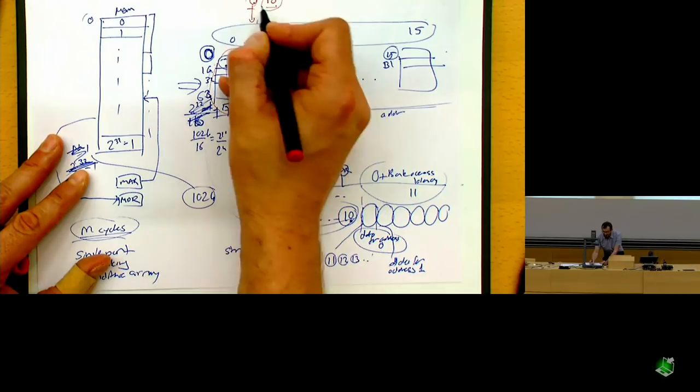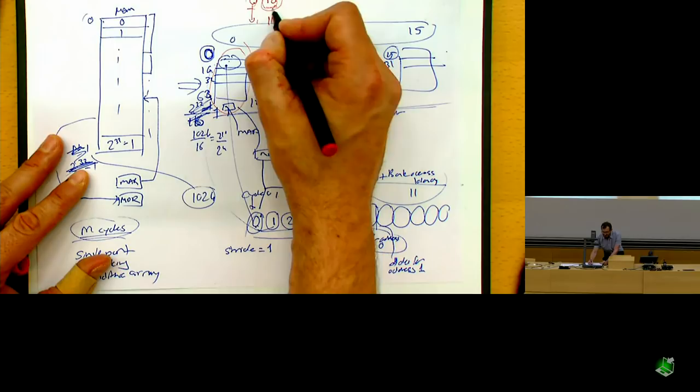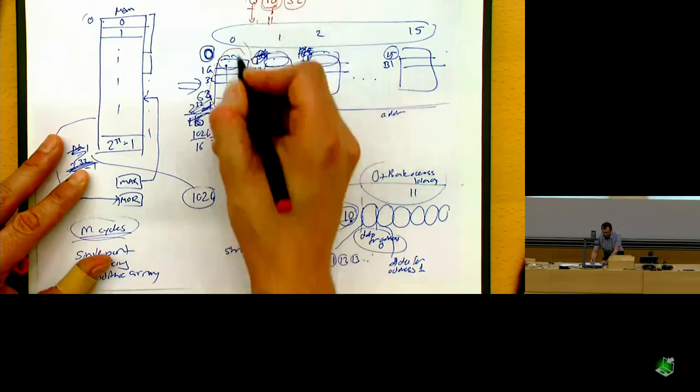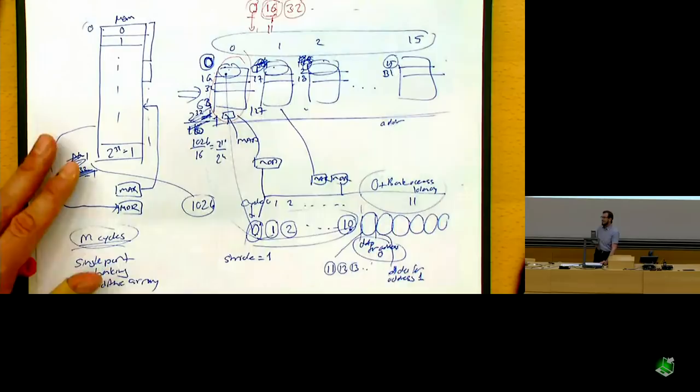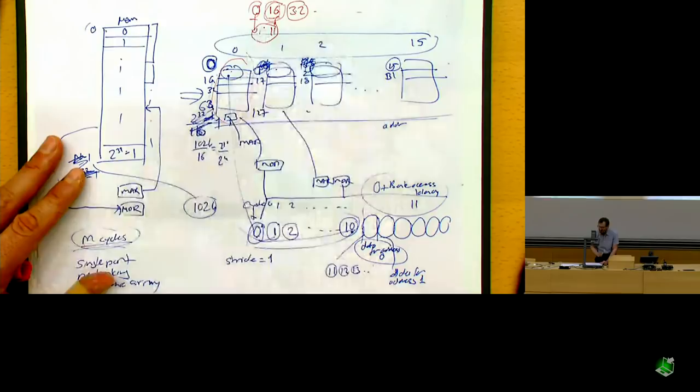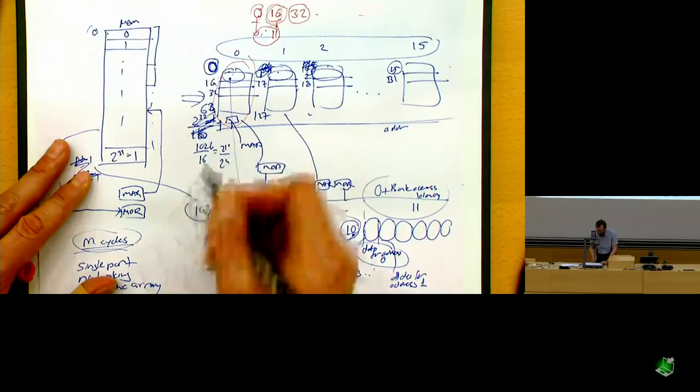So you start the access to address 16 after 11 cycles, but you cannot start address 32, because bank 0 is still busy. So everything is mapped to bank 0. As a result, you cannot load multiple elements at the same time. You're really bound by the memory latency. And that's the problem with not so good data mapping or not a good stride. That's why the memory layout is really important, and your stride is really important.